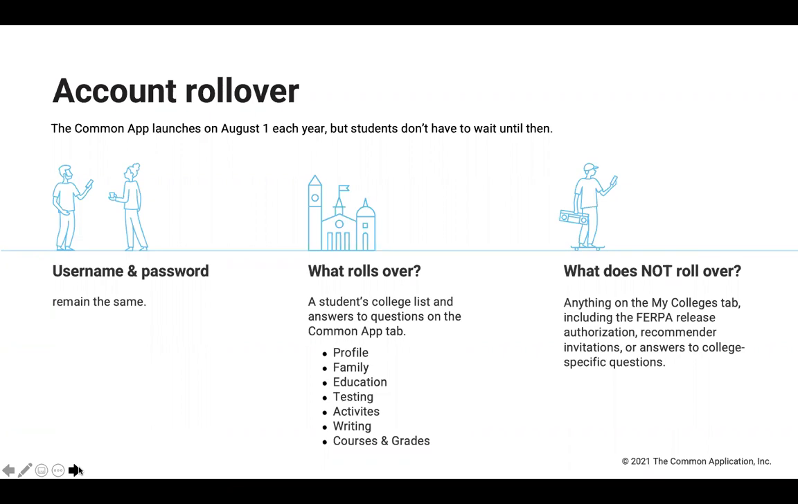However, students don't have to wait until their senior year to create an account on Common App. They can start as early as they want, as long as they log in each year so that their information gets transferred over. So if you did a workshop last year and had students create accounts as juniors, now they can use their same username and password, and they can go back into their account.